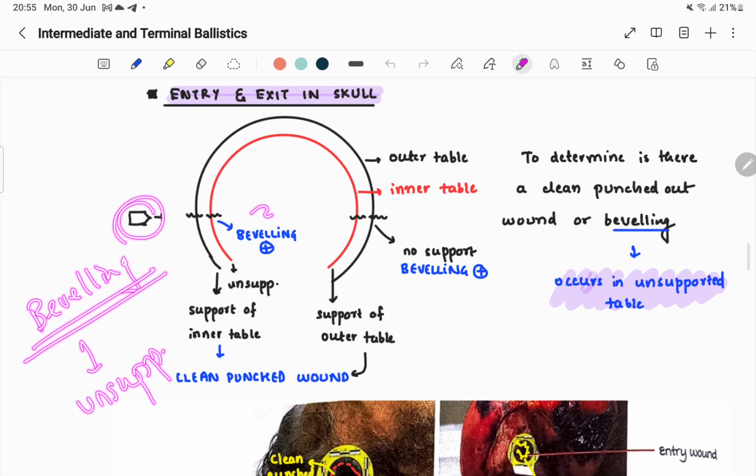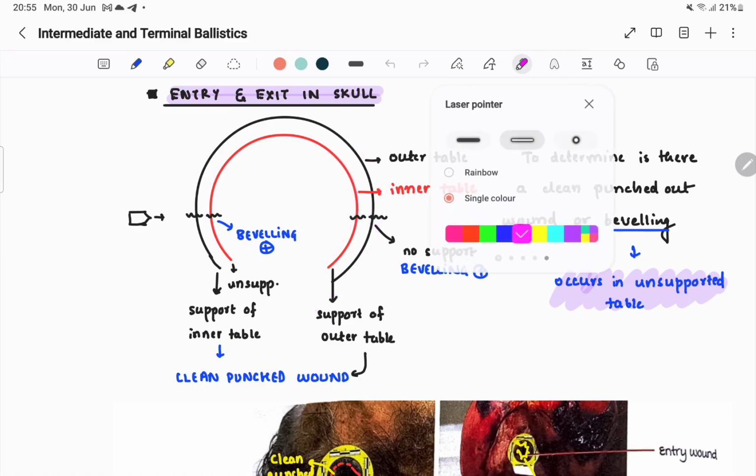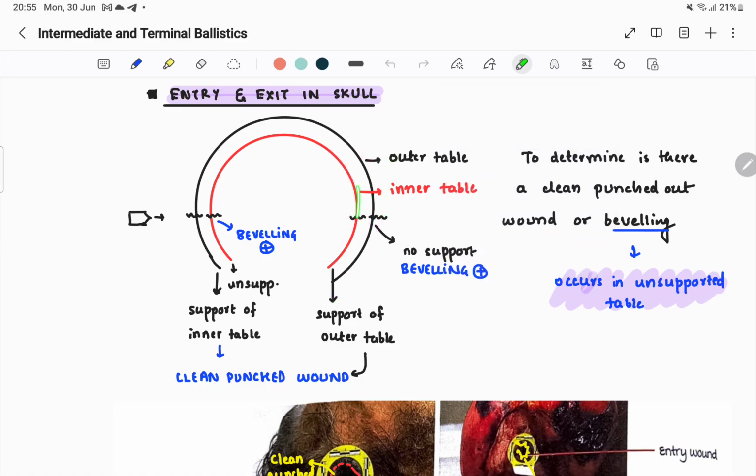So in an entry wound, the unsupported table is the inner table, whereas at the exit there is support of the outer table. Look at this, I'm explaining it again. Here this is the inner table. The inner table has the support of the outer table, but is the outer table supported? No. So beveling will not be here, it will be in the outer table.